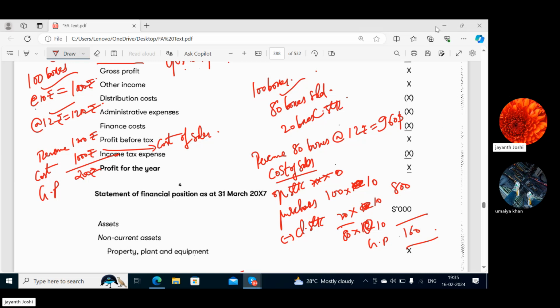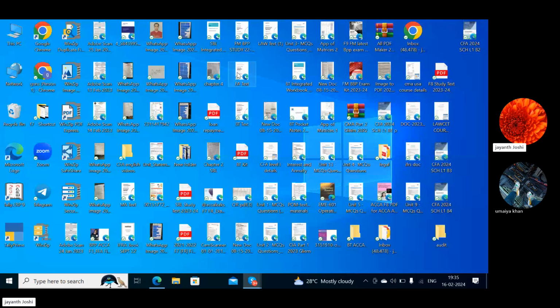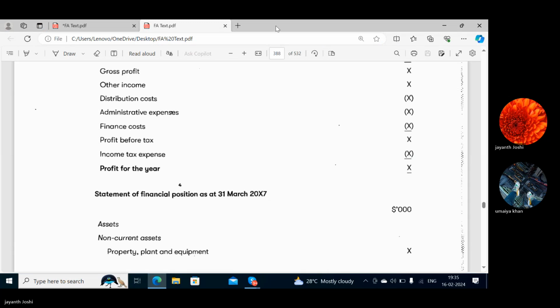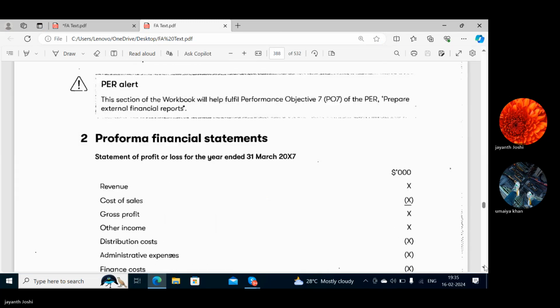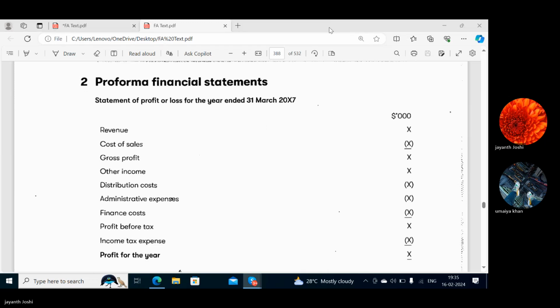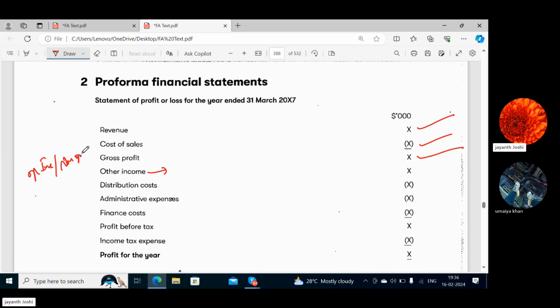So now, I'll open a fresh page. Revenue, cost of sales, already discussed. Gross profit, then you'll be getting other incomes. Other incomes are all the types of incomes, either operating income or non-operating income. Operating income is revenue minus cost of sales, gross profit, less administrative expenses. If you do that, you get operating income. So I will write down other incomes here.